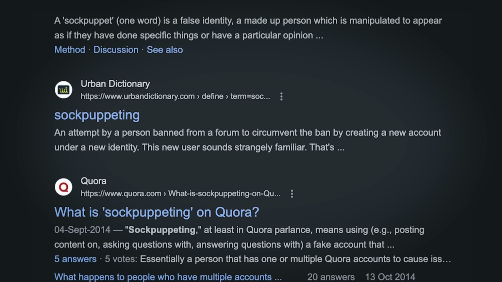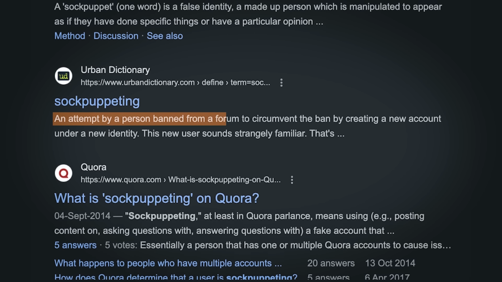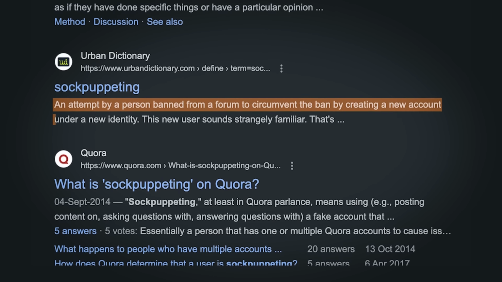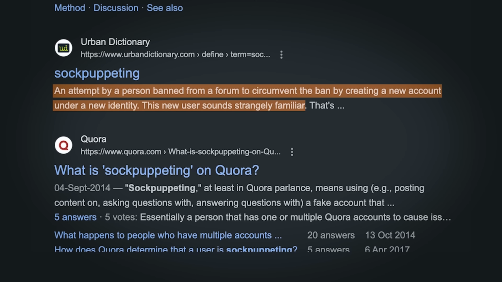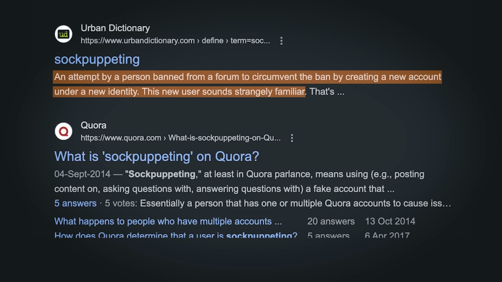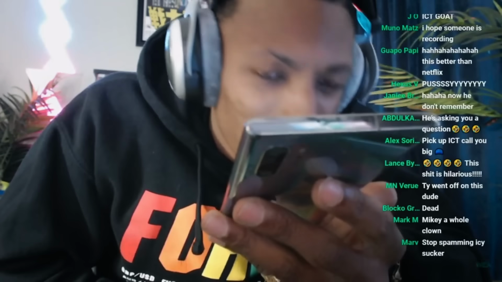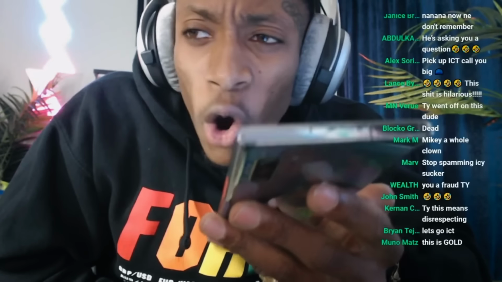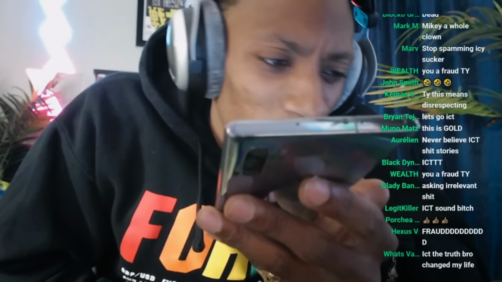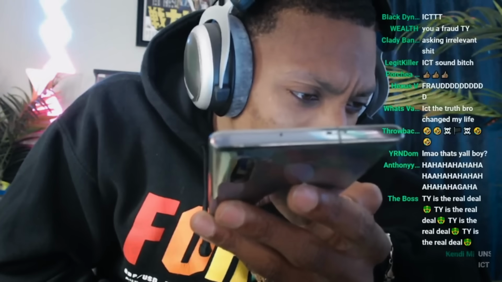A sock puppet is an online alias adopted for deceptive purposes. The term originates from the phenomenon of an individual within an online community engaging in dialogue as if they are a different person. Okay, so they accuse you of basically opening up multiple accounts and commenting on different posts and speaking in third person. It was one account. It was one account.